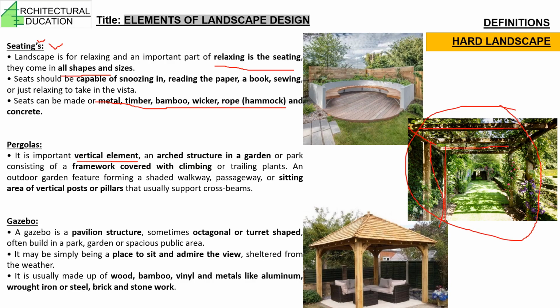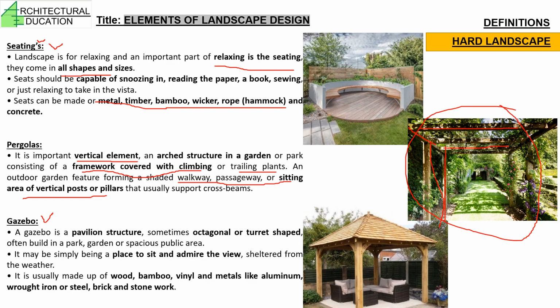So these horizontals are giving the load on the verticals, and based on that they have provided creepers over here, so it makes a nice travel movement. A framework covered with climbing or trailing plants. So these can be provided near walkways, passageways or sitting areas. Now compared to this one, the gazebo is also a part.